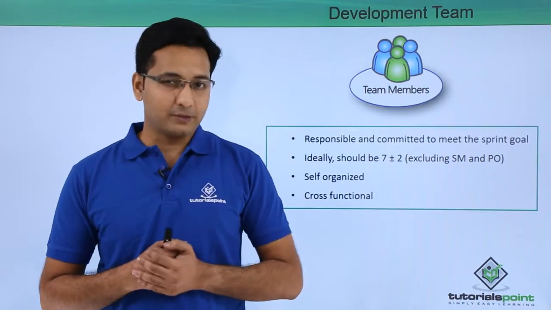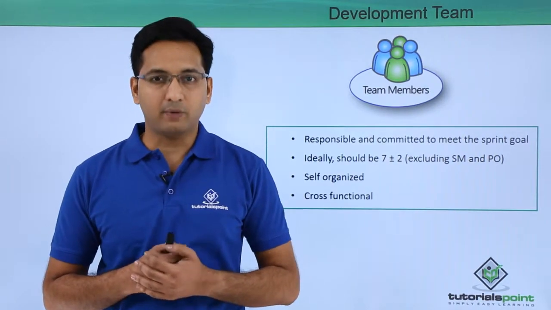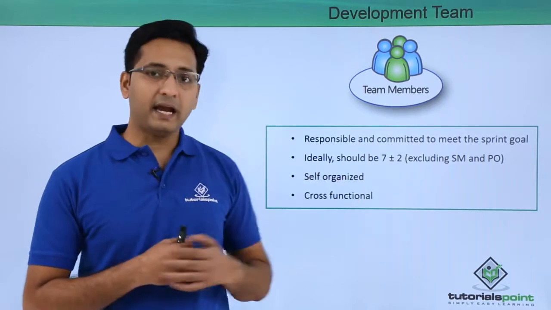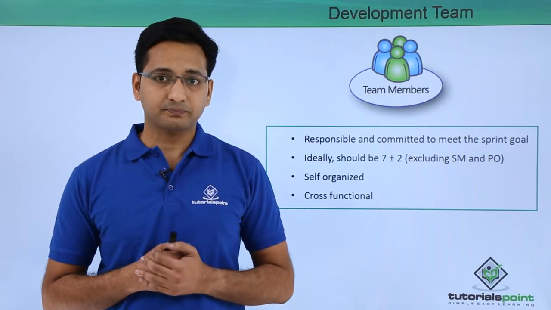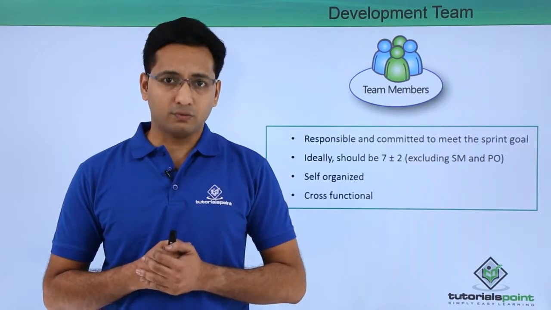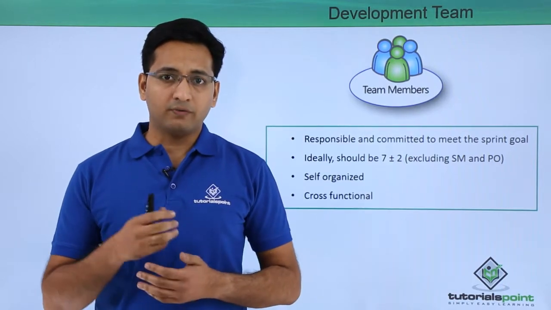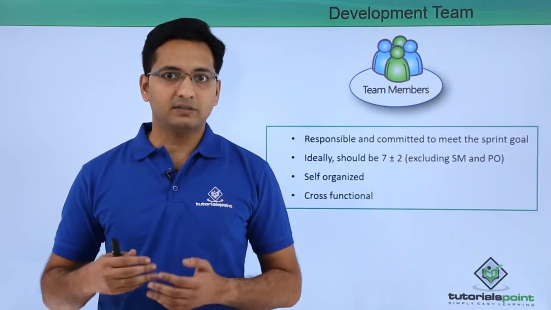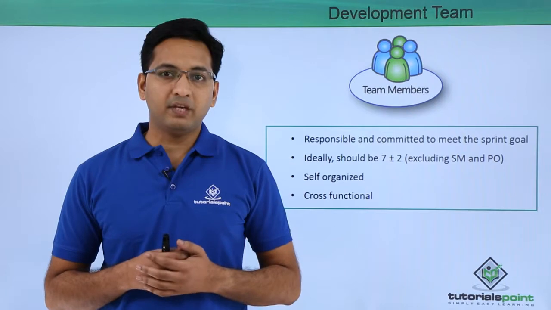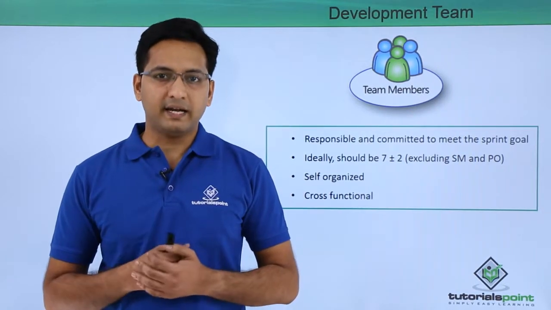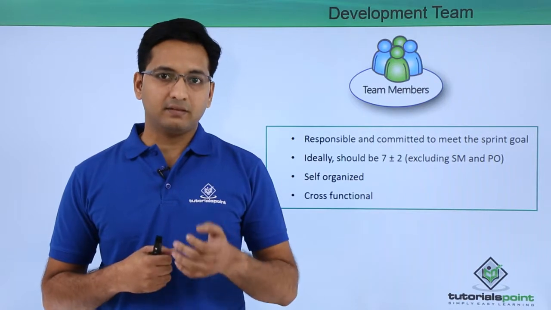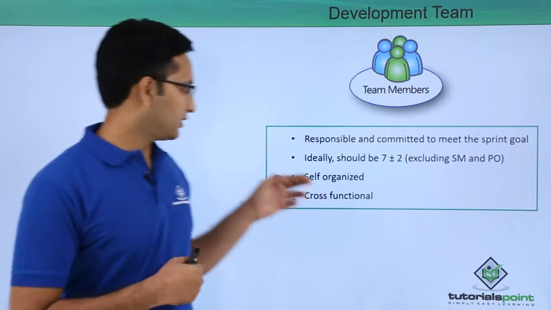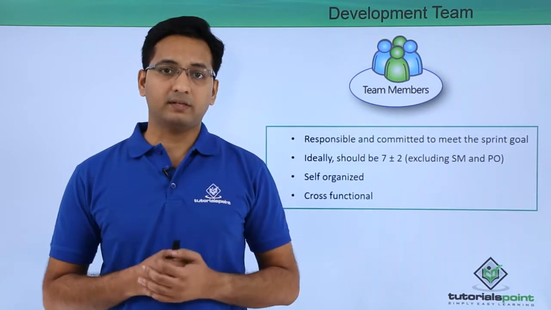Ideally, the team size should be 7 plus or minus 2, excluding the Scrum Master and Product Owner. There is a benefit of having just the ideal number of team members in a team. For instance, if the team size is very low, there will be an issue of the skill set required to achieve the product increment. Whereas if the Scrum team is too big, then there might be issues of coordination. That's why it is ideal to have a Scrum team with as few as 5 team members and as many as 7 team members.